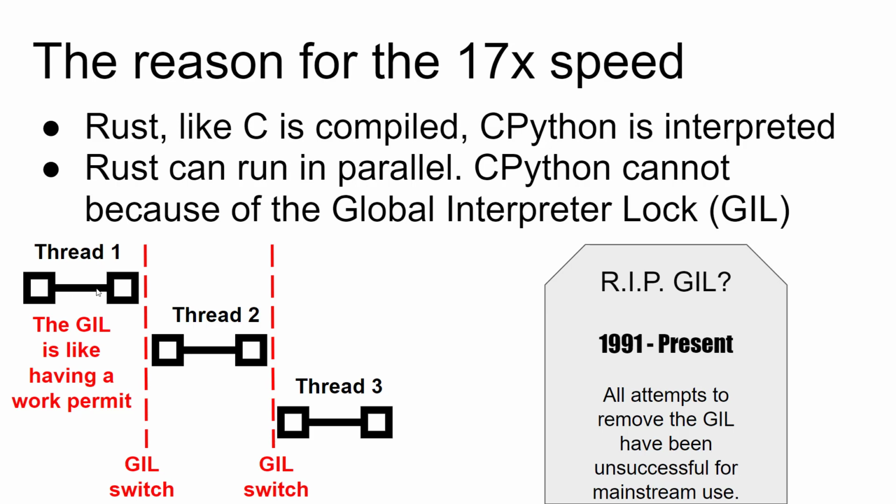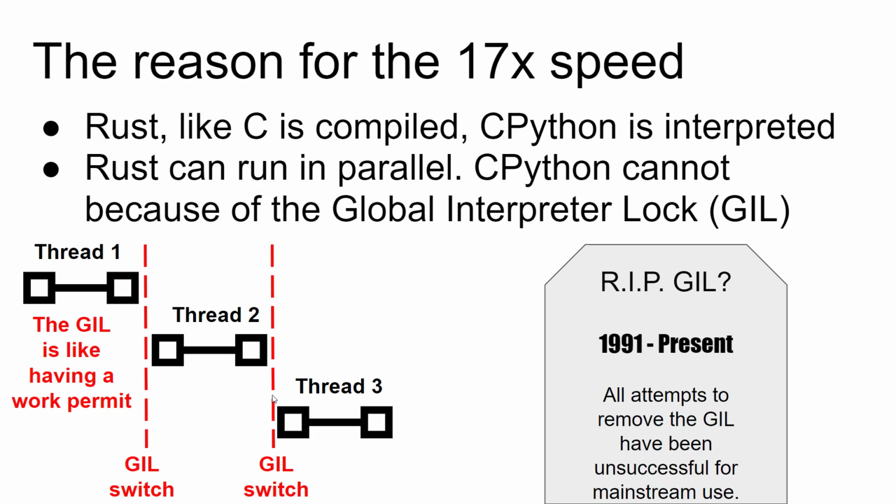If you're running a thread and CPython wants to switch to another thread, there must be what's called a GIL switch. So it's basically like a different thread. If thread 1 needs to hand that work permit off to thread 2, and then there needs to be another GIL switch when thread 3 wants to run.